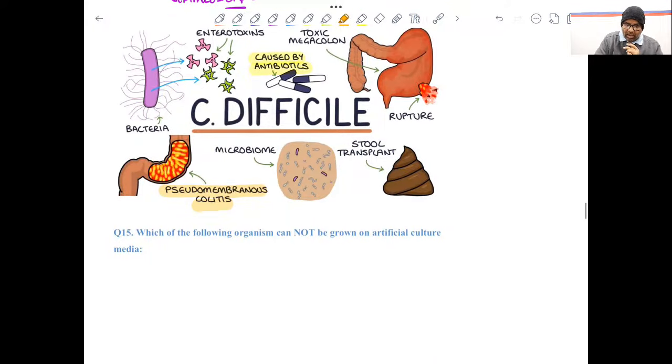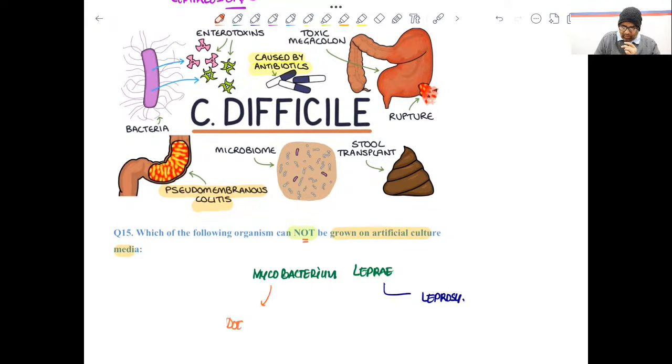Then moving forward, which organism cannot be grown on artificial culture media? The answer is very straightforward. This is Mycobacterium leprae. Clear? So the organism which is the causative agent for leprosy, and here since it cannot be grown, it does not fulfill Koch's postulate.